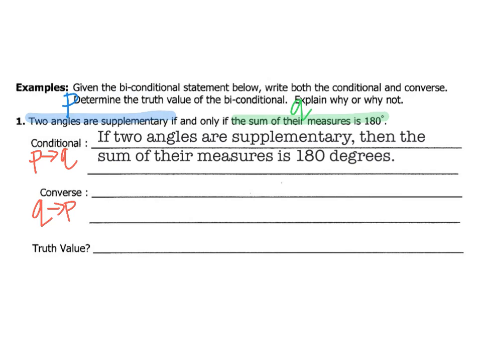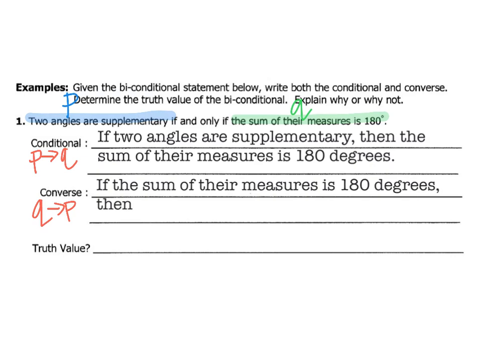Now we want to write the converse. We're going to say, if Q, then P. So we start by writing if Q, our green statement: if the sum of their measures is 180 degrees, then we say our P statement: two angles are supplementary.